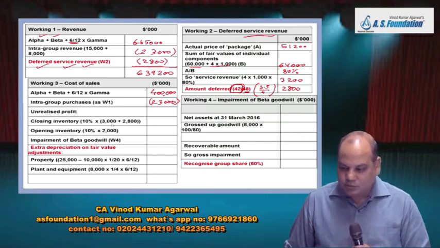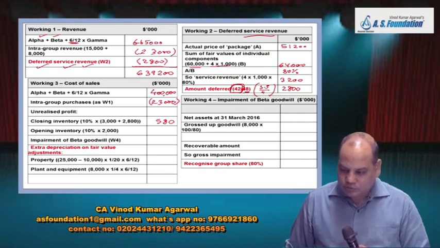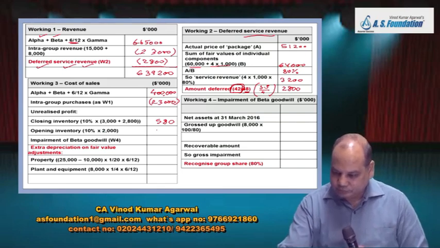3,000 in beta's book, 2,800 in gamma's book. And they have purchased it from alpha, who earns a profit margin of 10%. So 10% on sales we will assume, okay? So it comes to 580 plus. Opening inventory is 2,000 only in beta into 10%, 200 negative.